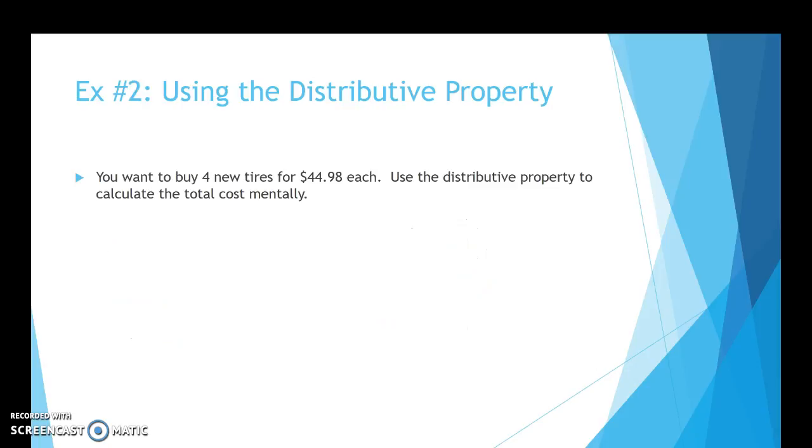This example here is a story problem. So we're going to look at this and set this up working with the distributive property. It says you want to buy 4 new tires for $44.98 each. Use the distributive property to calculate the total cost mentally. Well, the way we're going to set this up is we're going to break apart this $44.98. Notice they're wanting 4 new tires, so we're going to take the value 4, that's going to be our number outside of the parentheses. When we break apart that $44.98, it's going to be 44 plus, we'll write the decimal of 98 cents, which is 0.98.